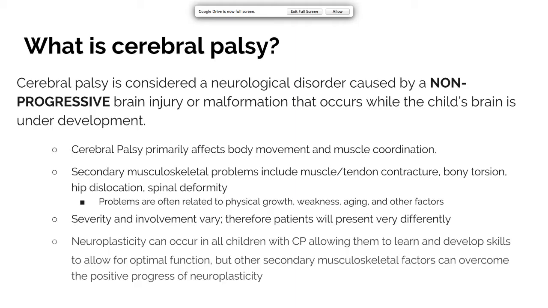It is also good to keep in mind that the severity and involvement of cerebral palsy can vary among people and children. Therefore, it is important to know that each patient will present slightly differently. While they may present differently, each child with cerebral palsy will experience neuroplasticity. If you aren't sure what neuroplasticity is, it is the development of new neuronal connections that bypass an affected area in the brain. For example, you can think of this as a traffic jam.